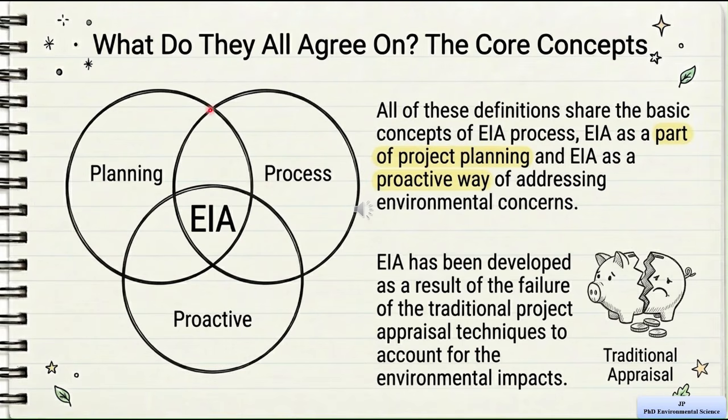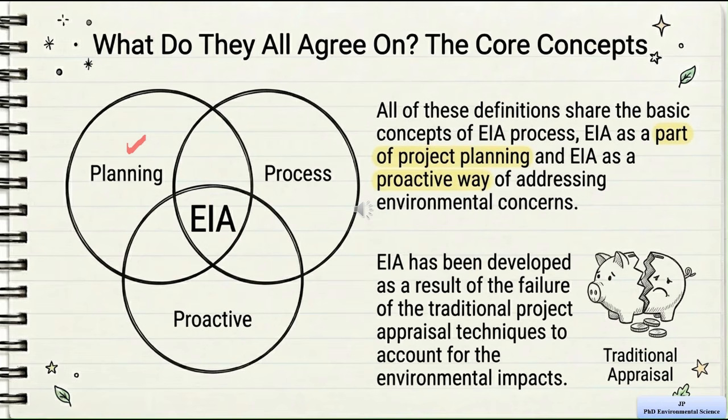Okay, so now let's discuss the main ideas that everyone agrees on about EIA. What do they all agree on? The core concepts. Even though definitions are different, all experts agree on three main things. First, EIA as a part of planning. EIA is not separate from a project, it is a part of project planning. When we plan a project, we must include environmental considerations and impact studies, not after the project starts but during planning itself.